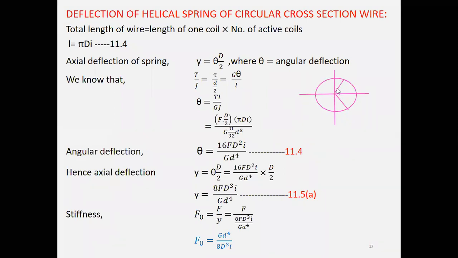Whatever this angle is, that angle is theta, the angular deflection. And whatever this deflection is, you need to measure that. This is nothing but the deflection, and it is denoted by y. How are you going to find that? This is nothing but an arc. How are you going to find that arc?